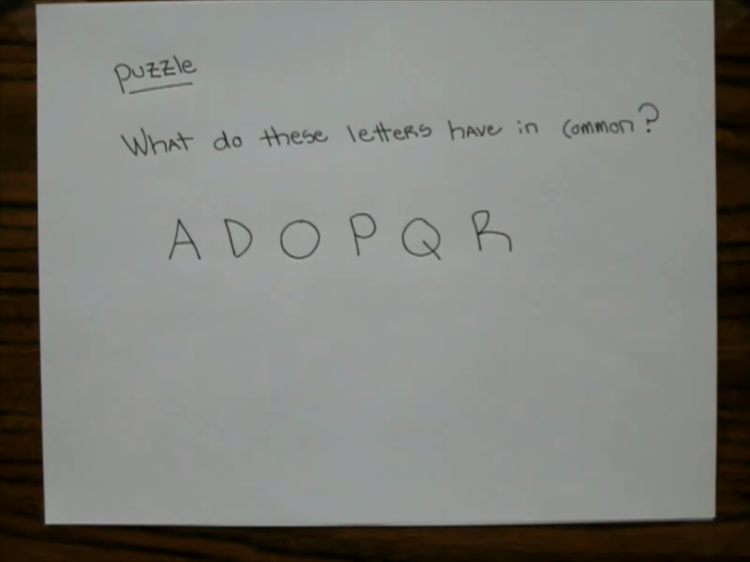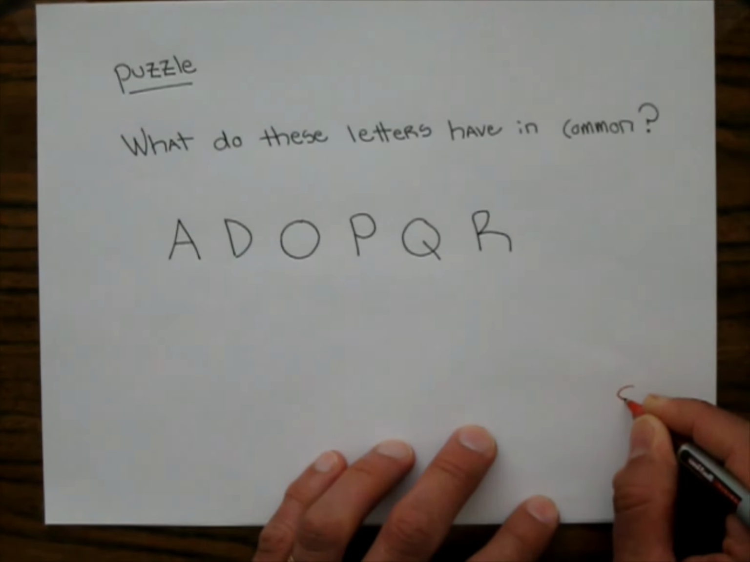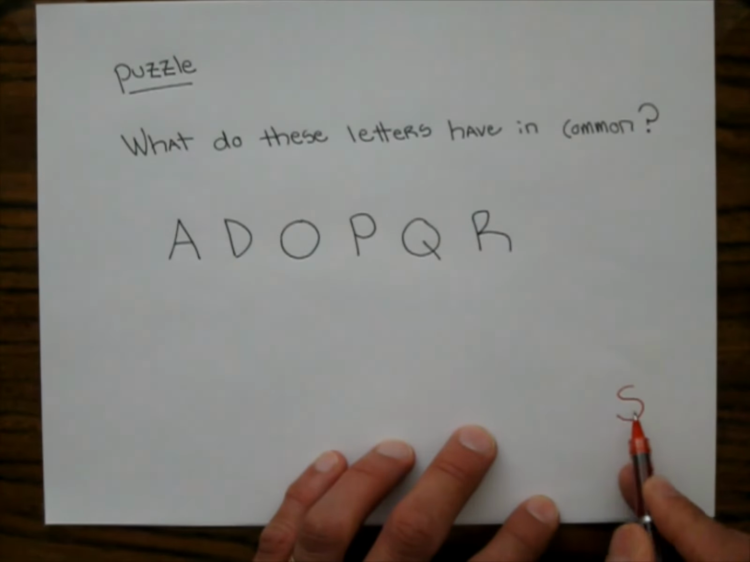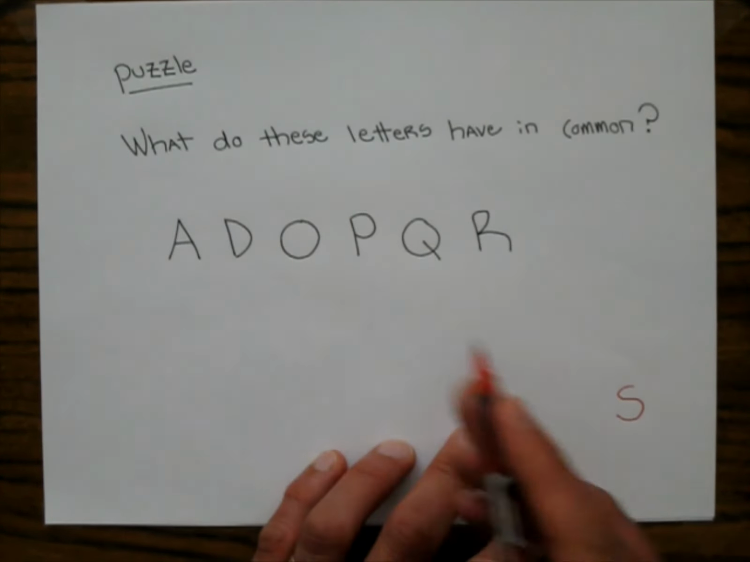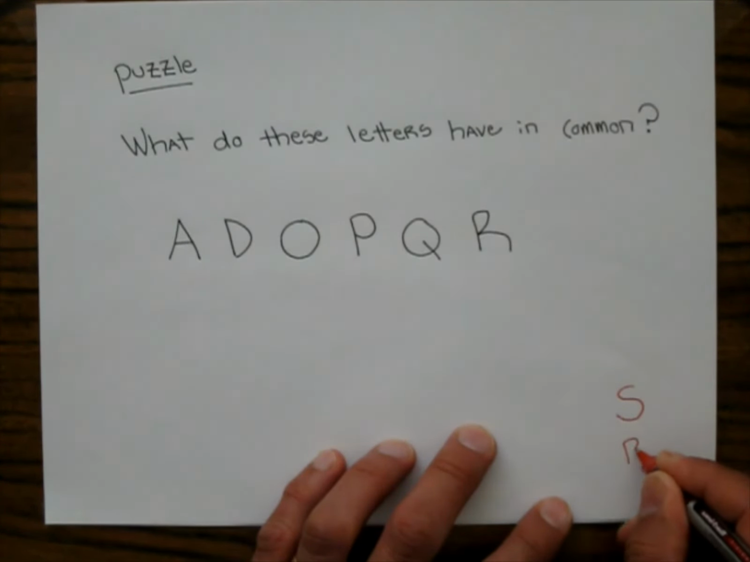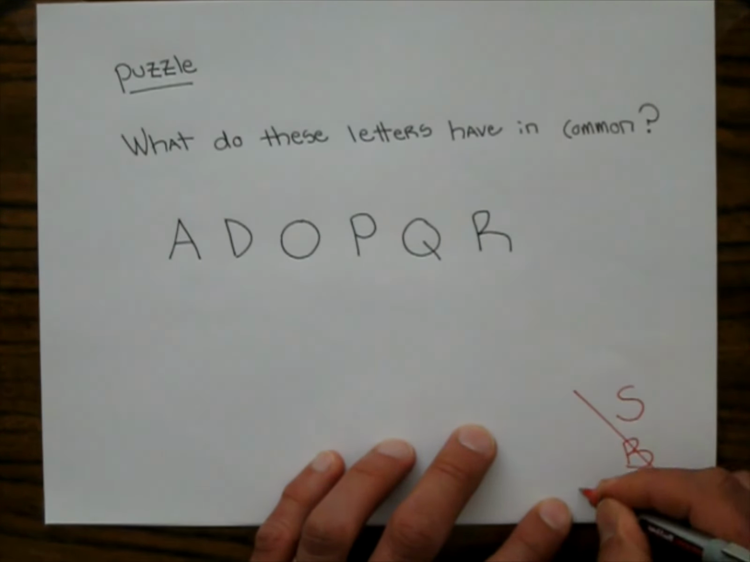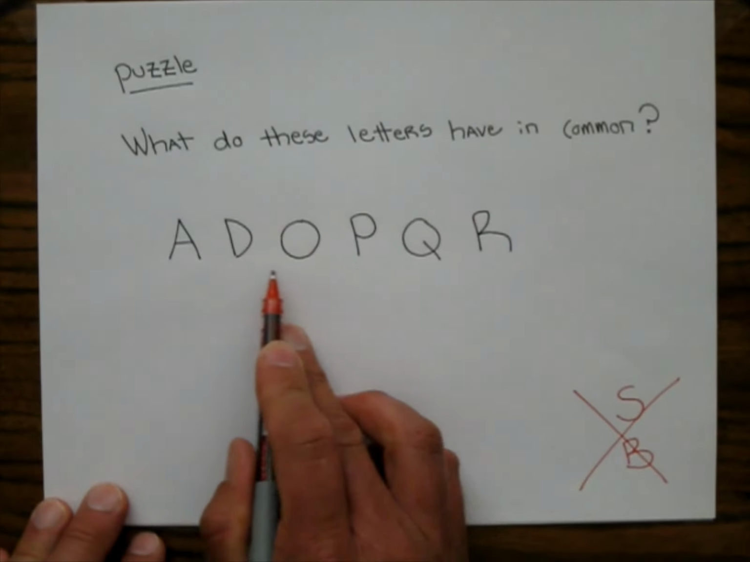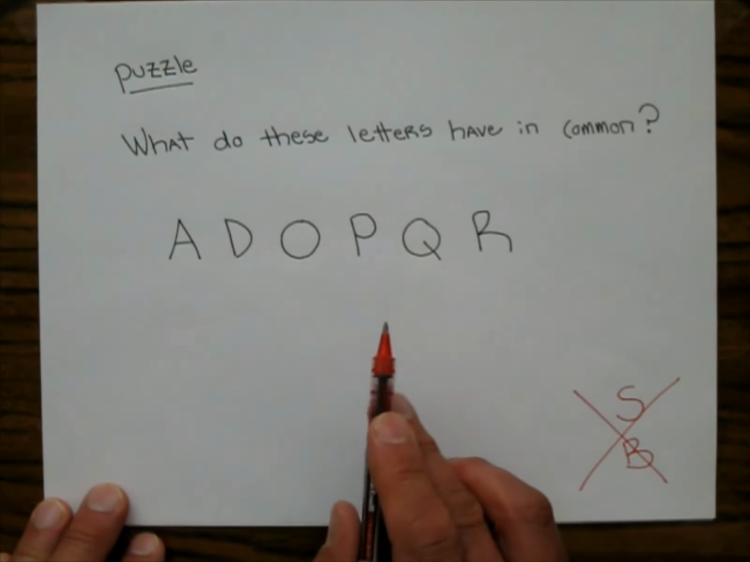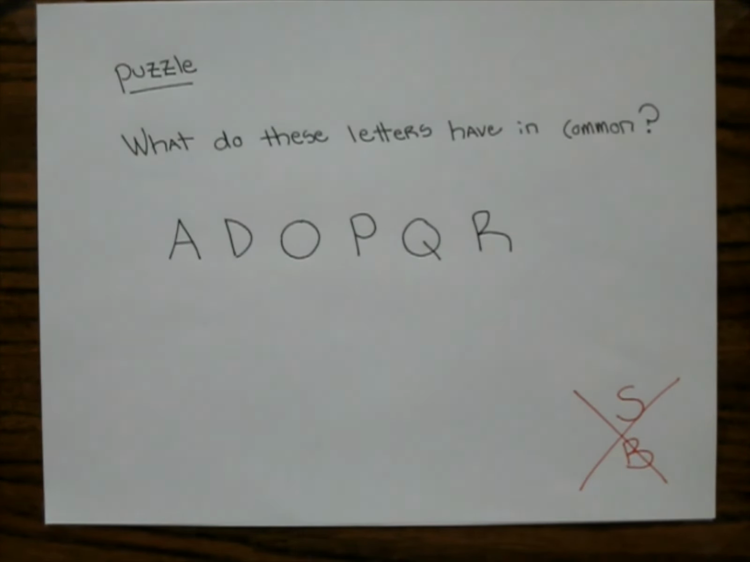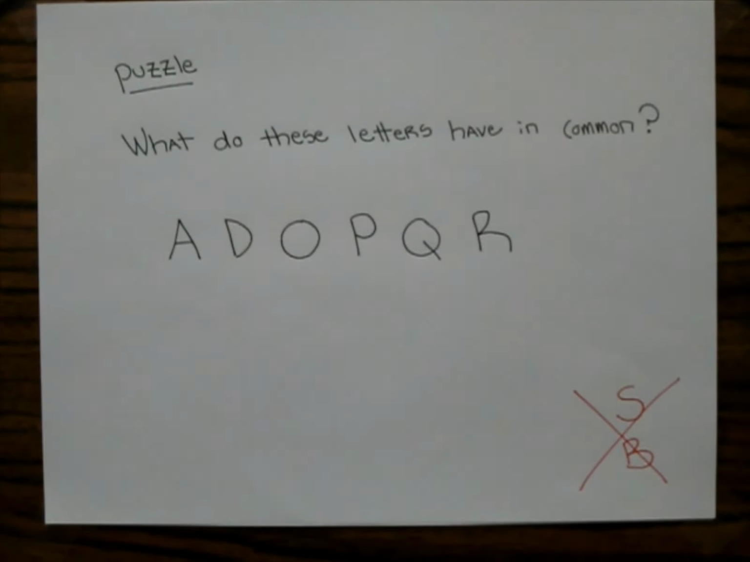So a letter that doesn't belong would be like S. It does not have a hole in it, you know, an enclosed region. And then B has 2 holes in it. So those ones don't belong. But these are all the capital letters where there's just one hole. Well, that finishes up 1.2 and 1.3. 1.4 is the next video.